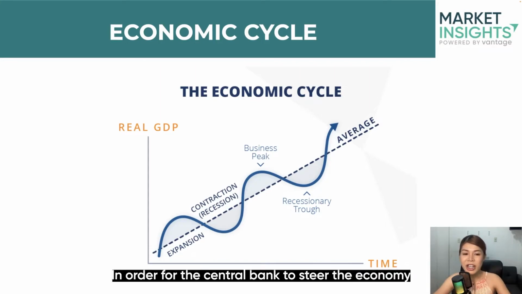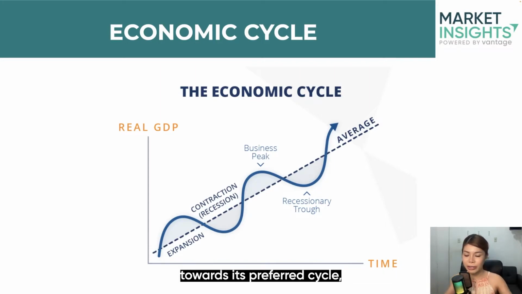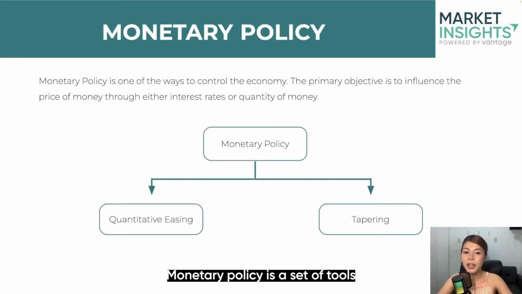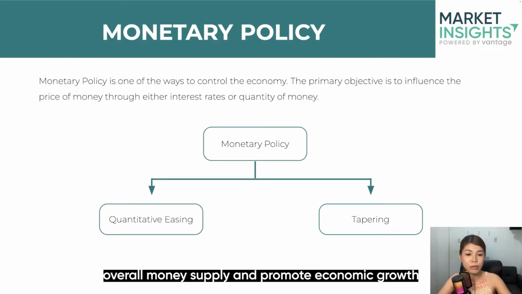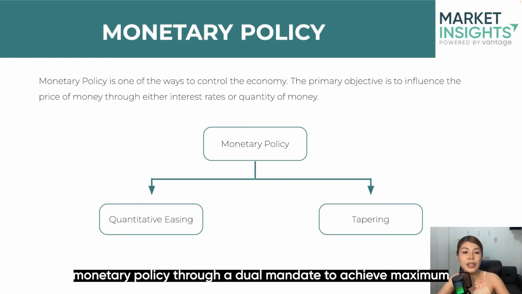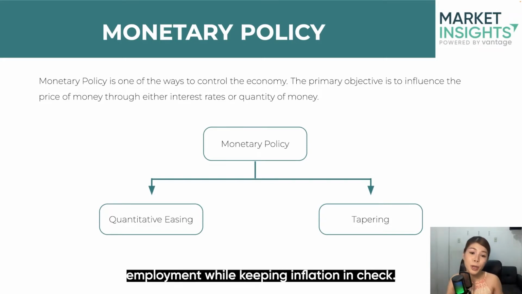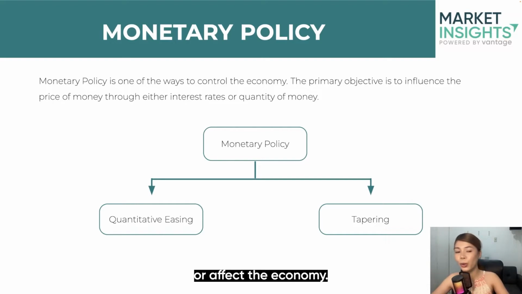In order for the central bank to steer the economy towards its preferred cycle, it uses monetary policy. Monetary policy is a set of tools used by a nation's central bank to control the overall money supply and promote economic growth, and it employs strategies such as revising interest rates and changing the bank reserve requirements. In the US, the Federal Reserve Bank implements monetary policy through a dual mandate to achieve maximum employment while keeping inflation in check.